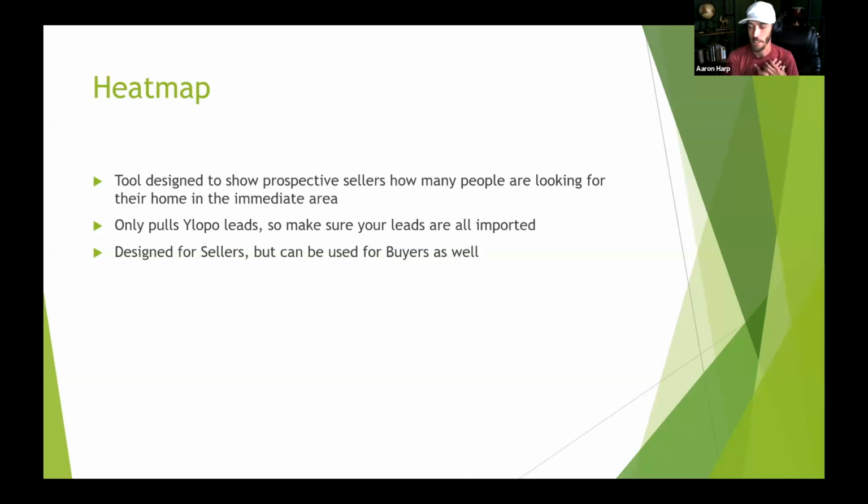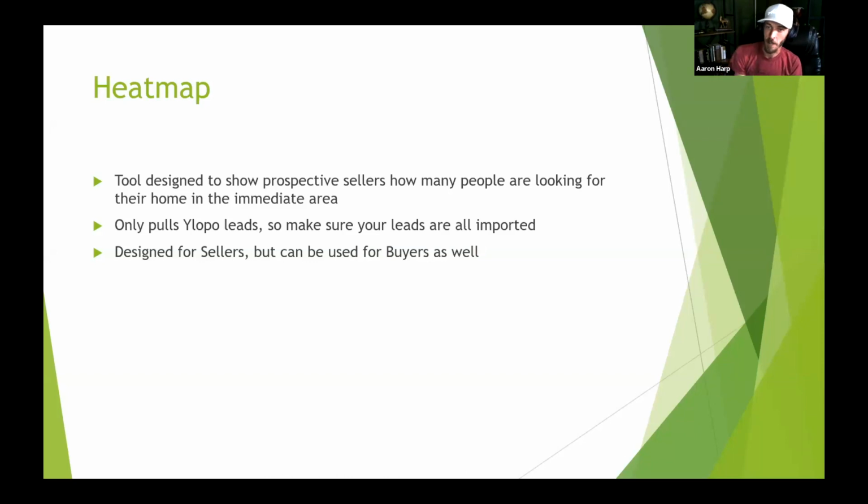List it with me, because if you list with me, I've got 20 people I can send your home to right now and sell your home quicker than Joe Schmo down the street. So list with me and I will sell your home faster. That's the primary reason for it.